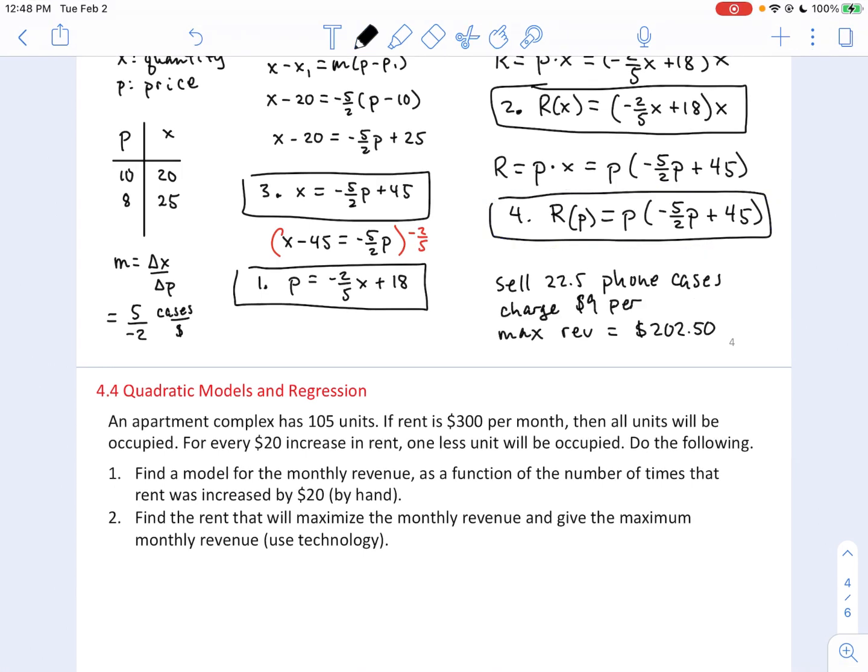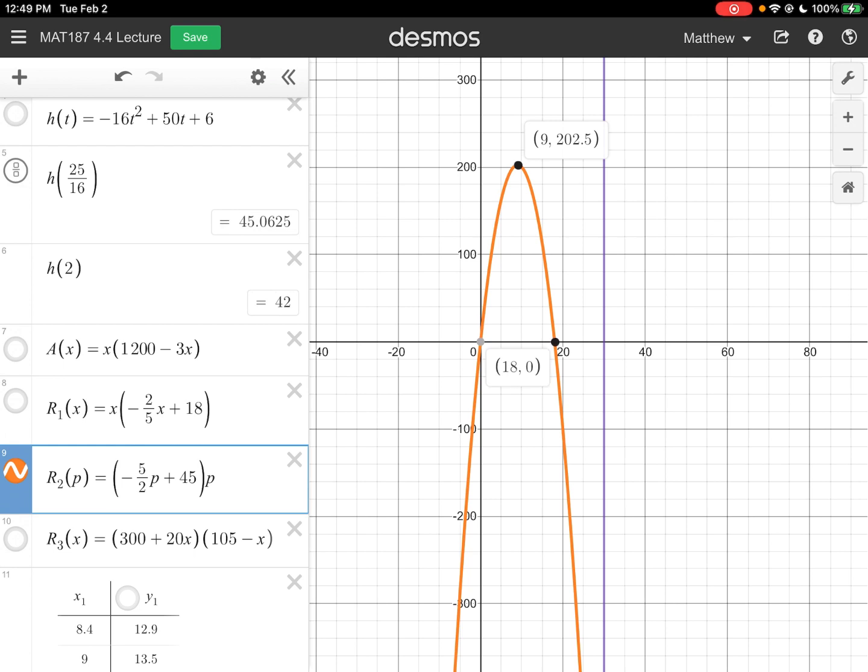Charge $9 per case. And you would get this 9, if you knew the x had to be 22.5, plug it in here and do this calculation, you should get price is $9. If you know the price is $9, you plug that in here, charging $9, you can sell 22.5 phones. And so then when you multiply these 2 amounts, you will get the maximum revenue. Looking at this intercept, (18, 0), what is this telling us? It's saying that if you try to charge $18 per phone case, you would get 0 revenue. The reason is that our linear model predicts that when you try to charge that much, you can sell no phones. So your revenue will be 0.